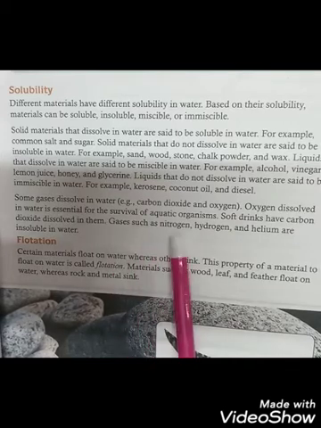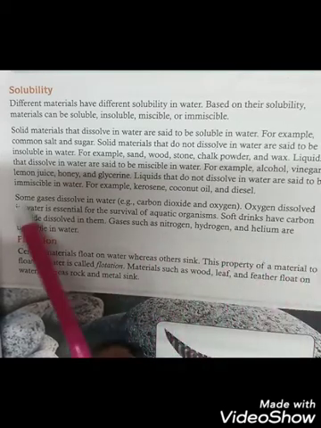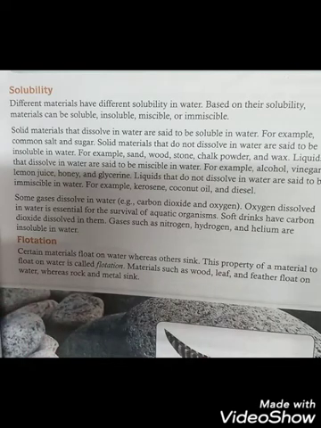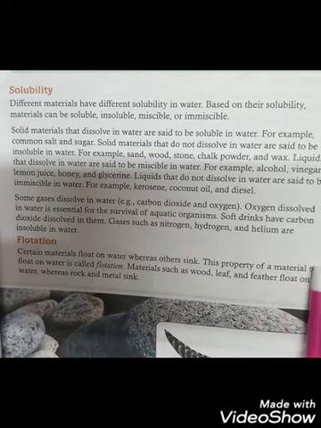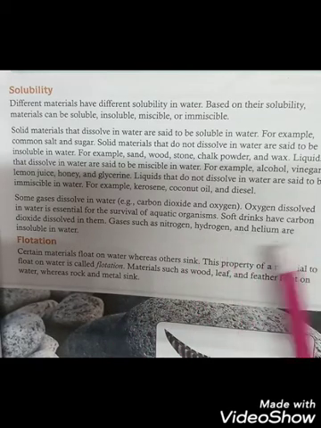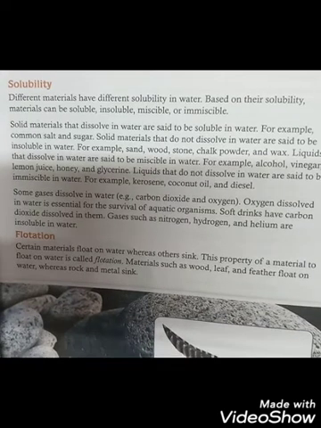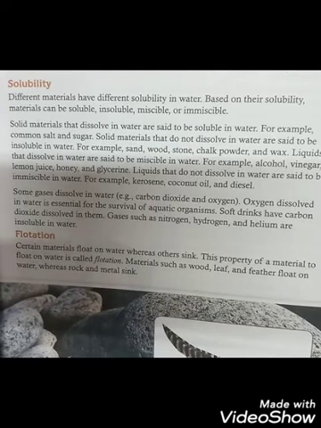And the gases like nitrogen, hydrogen, helium are insoluble in water. So there are gases which are soluble in water, like carbon dioxide and oxygen. There are gases that are insoluble in water, like nitrogen, hydrogen, helium. So this is also one of the properties by which we can group the materials.